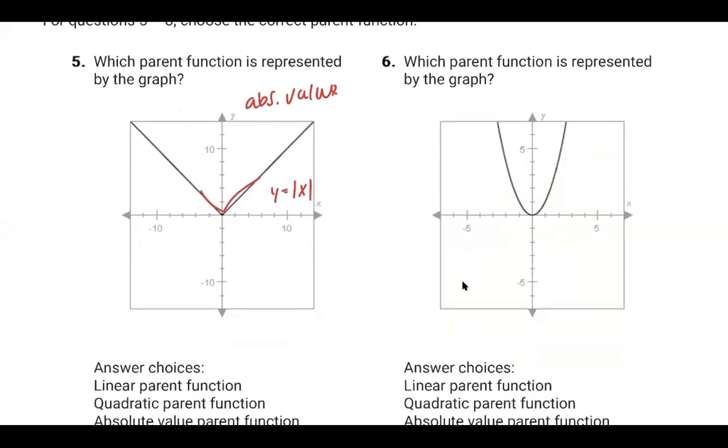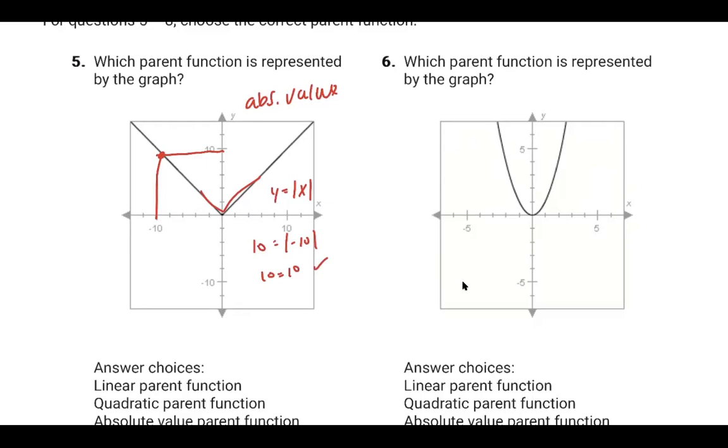And again, if you're unsure, pick which equation you think it is and then plug in a point. So if I have my x of -10 there, it's at positive 10. So I would plug in y is equal to 10. Is that equal to the absolute value of -10? And the answer is yes, 10 equals 10. So I'm sure I've got the right parent function there.